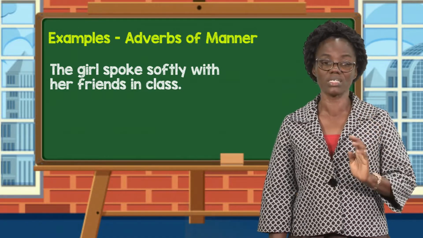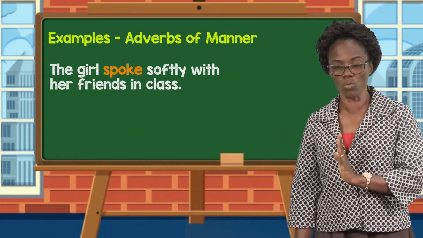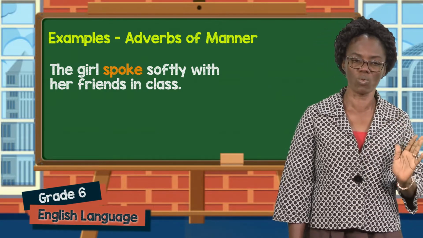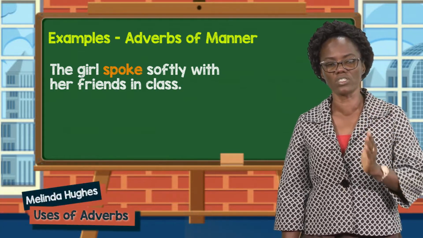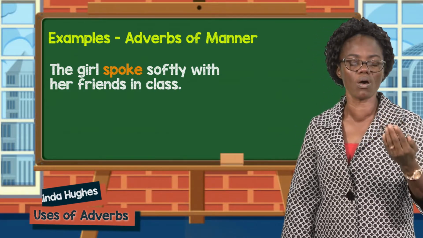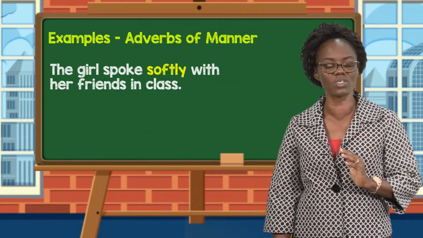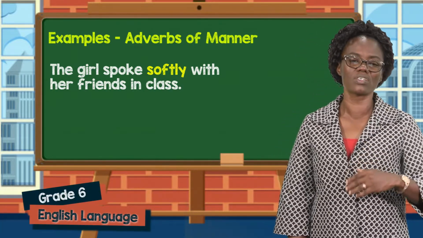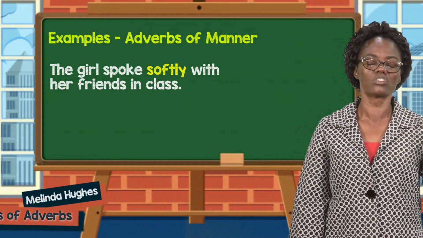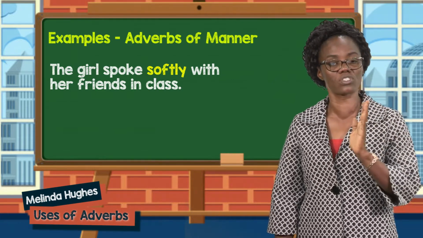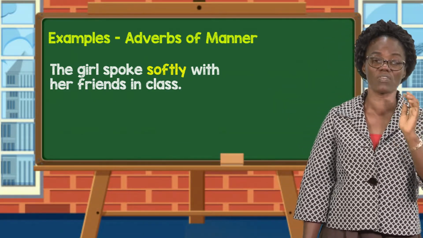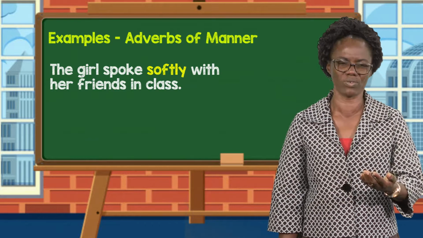Quickly we know that in that sentence, the verb is spoke. Of course, it's in the past tense. Present tense, speak. Past tense, spoke. So the girl spoke softly with her friends in class. So we ask the question, the girl spoke how? And the answer comes, softly. So in that sentence, softly is the adverb that modifies or adds more meaning to the verb spoke, and it also answers the question how, so that it belongs to the group or set of adverbs that define manner.